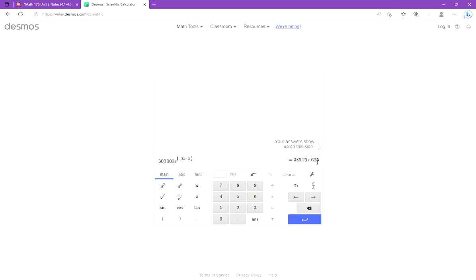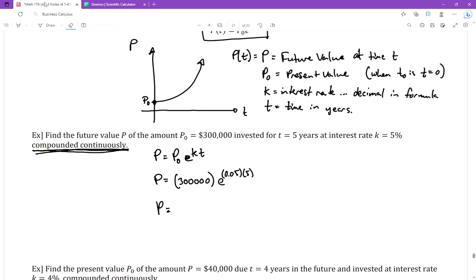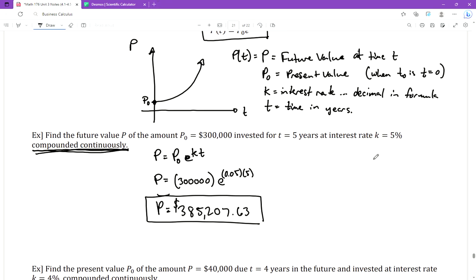Well, you usually round it to the nearest cent. So we would do $385,207.63. Okay, so that's it. There it is. So we just entered it into our calculator. So for instance, if we had a bank account and we had $300,000 invested in it, and we had the same interest rate and it was compounded continuously, in 5 years, that's how much it would be worth. Okay, so it'd be worth $85,000 more.